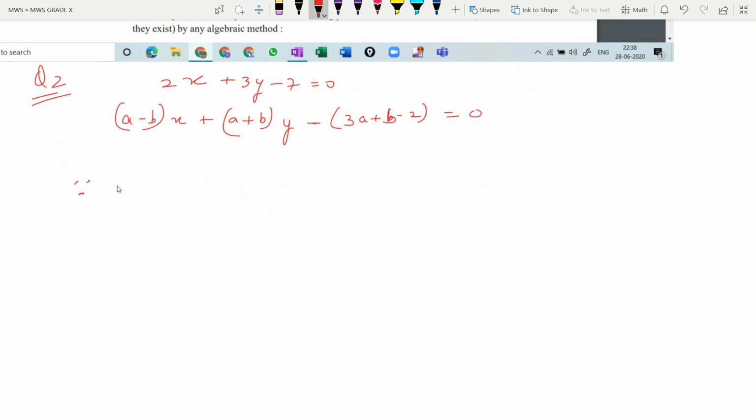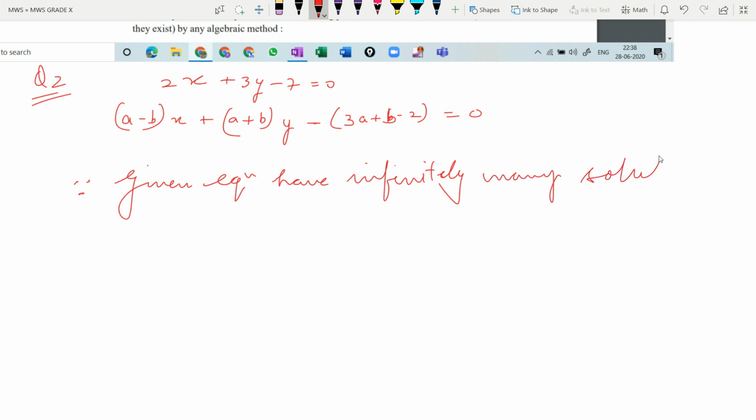Since the given equations have infinitely many solutions, therefore, accordingly, a1 upon a2 and b1 upon b2 and c1 upon c2 are equal to each other.